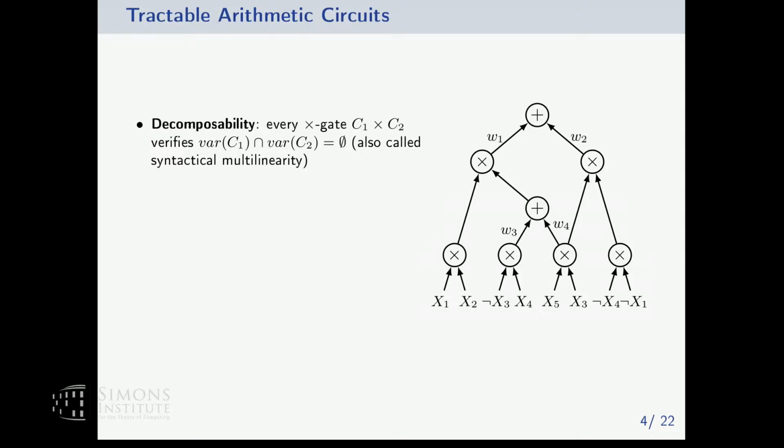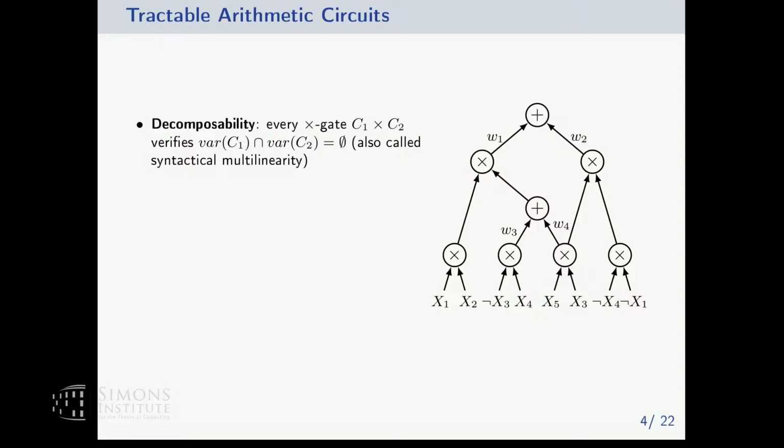The first one is mandatory. It's decomposability. It's a property on the product gates. For convenience, I will assume that all the gates here are binary. And so decomposability, we've heard about it already. A product gate that computes C1 times C2 is decomposable if C1 and C2 are working on disjoint sets of variables. So here all the product gates are decomposable, so I would call it a decomposable AC.